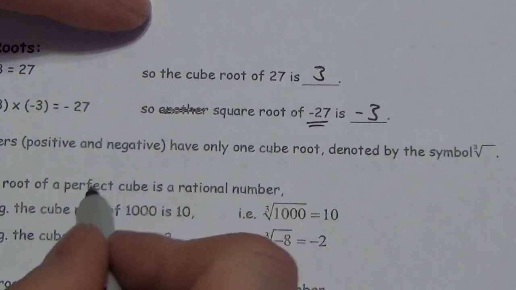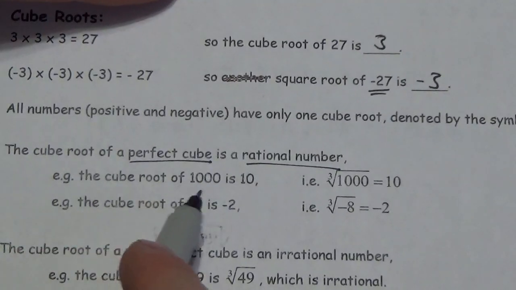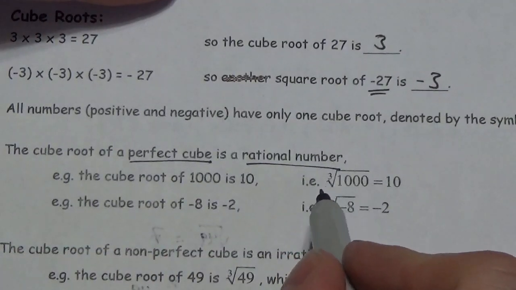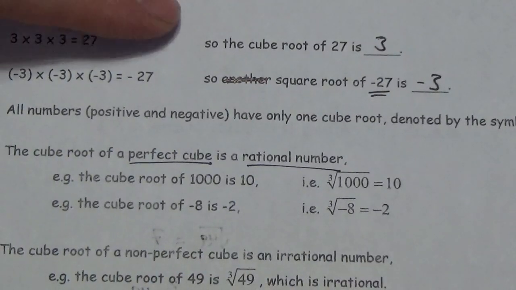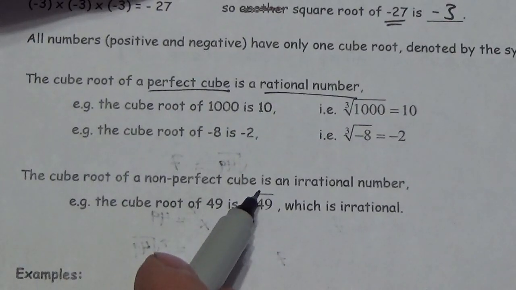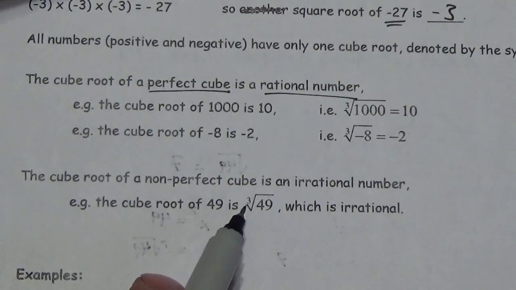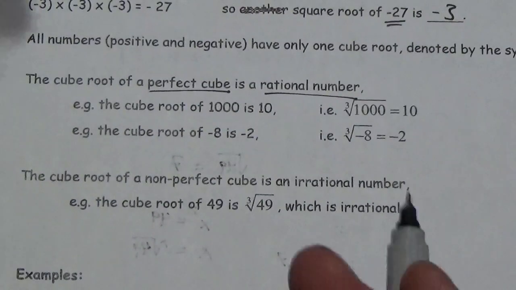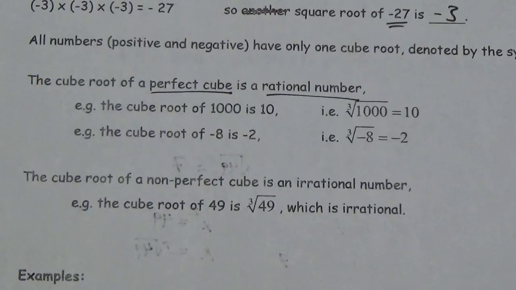The cube root of a perfect cube is a rational number. So the cube root of 1,000 is 10. The cube root of negative 8 is negative 2, and that's how we write that. And just like with the square root, if you're looking at a non-perfect cube, you're going to get an irrational number, a non-terminating, non-repeating decimal. So the cube root of 49 is going to be a non-repeating, non-terminating decimal, which is a neat result. It's one of the two. Now we're going to take a look at some quick examples.